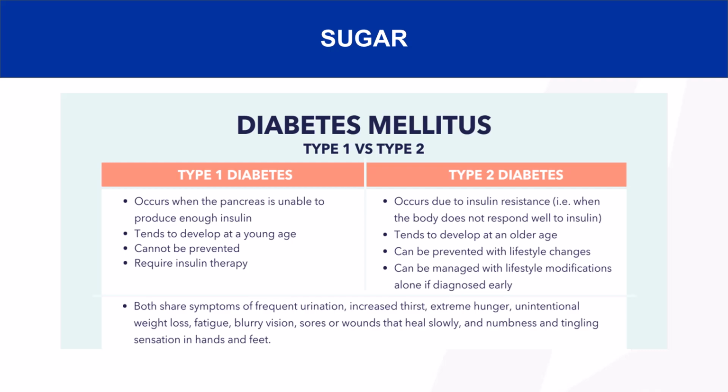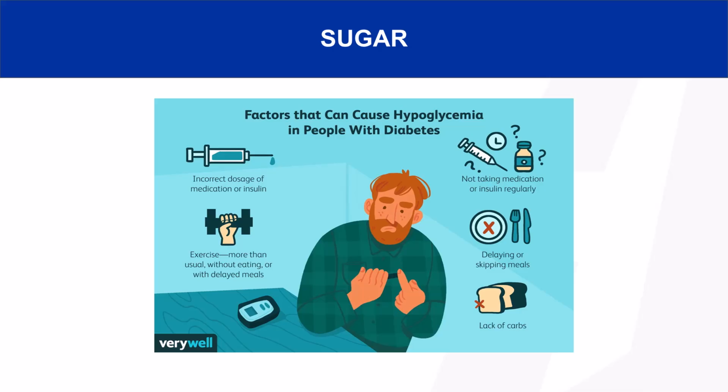Both share the hallmark polys of increased thirst, hunger, and urination. Other signs and symptoms include unexplained weight loss, fatigue, slow healing wounds, and neuropathies like numbness, tingling, or pain in the extremities. So let's begin with hypoglycemia, which is the most common diabetic emergency we encounter.